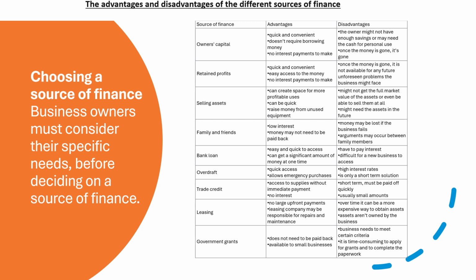In this table, we talk about the different sources of finance and their advantages and disadvantages. So if you use owner's capital, it's readily available, quick and convenient, and you don't have to pay interest. But the disadvantage is the owner might not have enough money or savings, or may need that money for personal use, and once the cash is gone, until you make a profit, it's gone. And retained profits are the same, it's again similar to owner's capital.